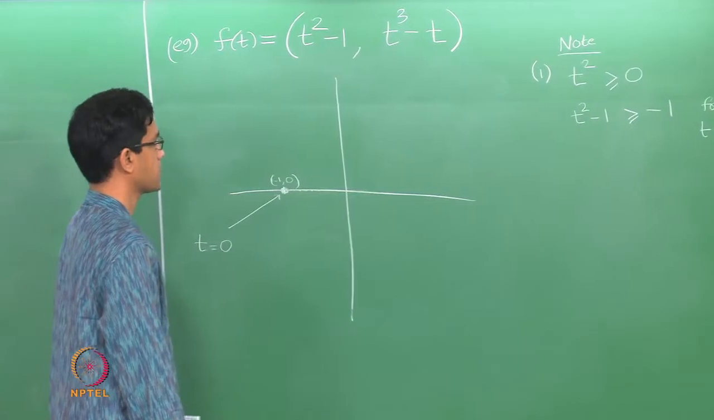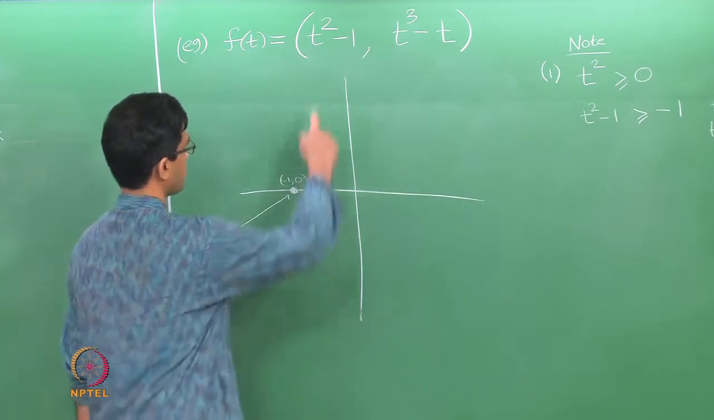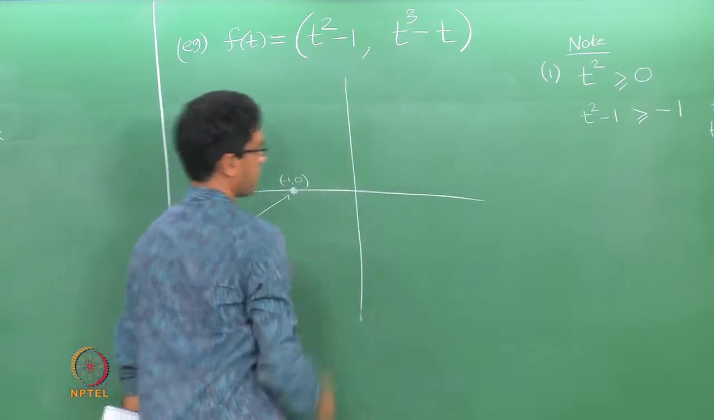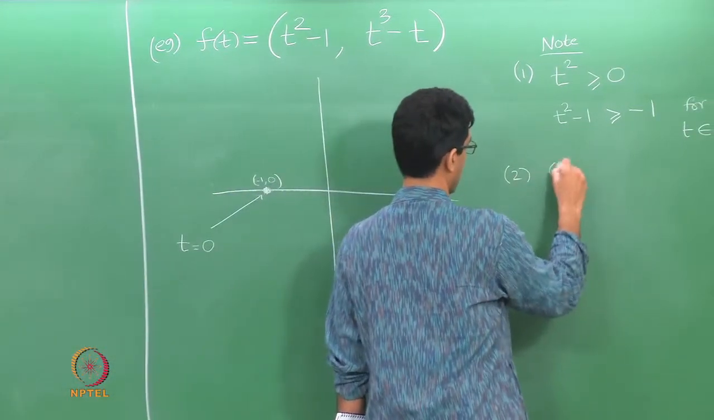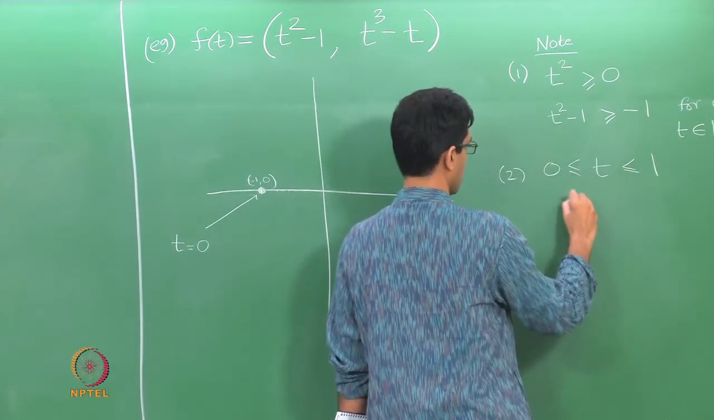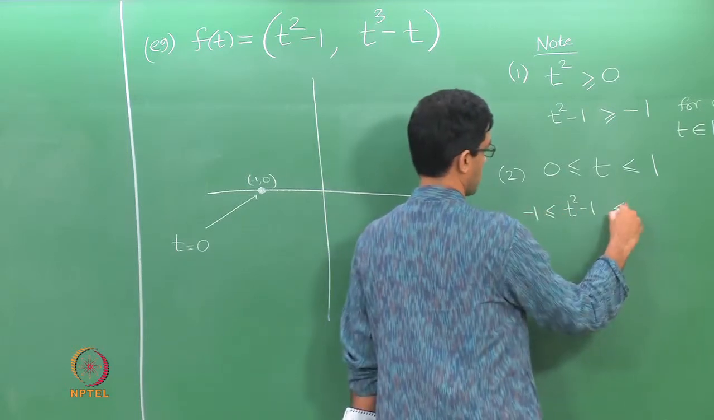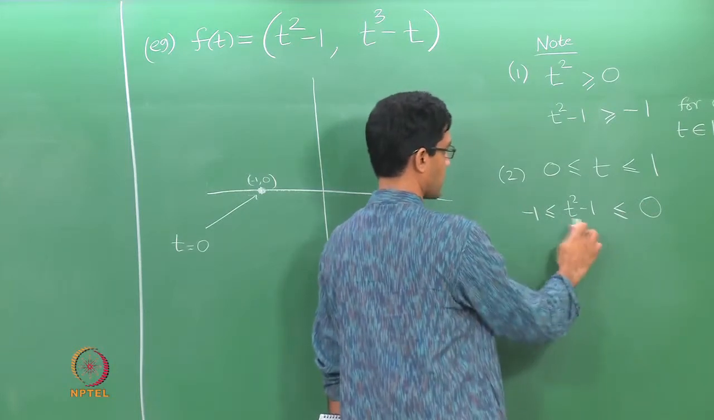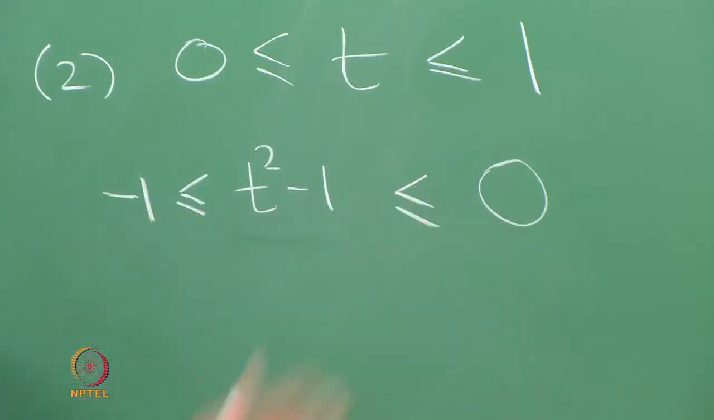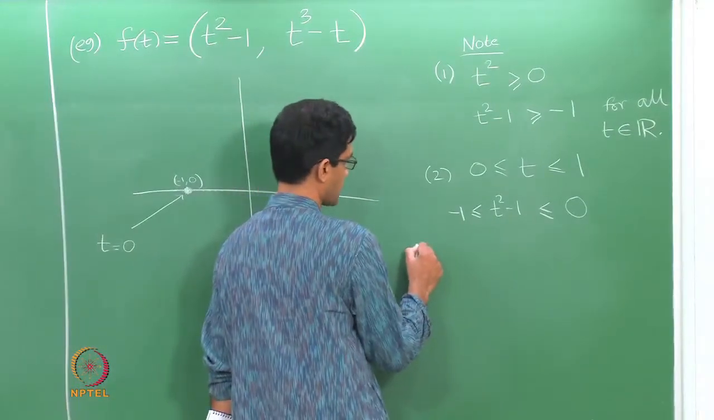Now what happens as you increase t, for instance? So let us figure out if t goes from 0 to 1. As long as t is smaller than 1, the x coordinate is still negative. So let us analyze what happens when t is between 0 and 1. T squared minus 1 is greater than or equal to minus 1, less than or equal to 0. So the x coordinate varies between minus 1 and 0, and it in fact reaches the value 0 at t equals 1. Okay.